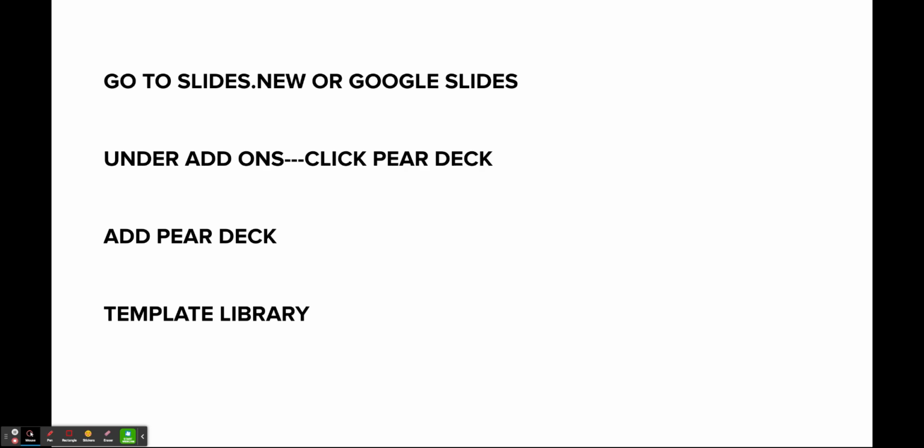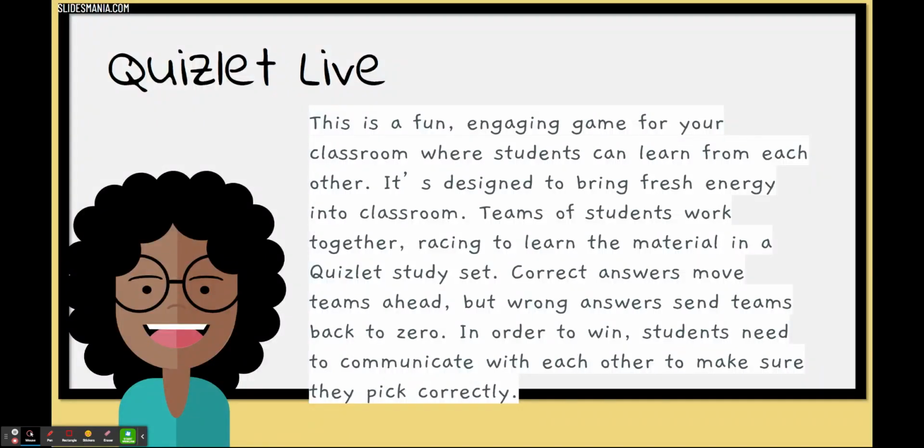So it's really easy to add onto your Google Slides. So you would just go to slides.new. Under add-ons, click Pear Deck, add Pear Deck. It's going to be for free, and then you're going to see that an icon is a little green pear, and then on the right-hand side, you're going to see the template library, and you'll be able to add those Pear Deck slide templates for free to your already existing Google Slides, which is awesome, just like I have done for this presentation.